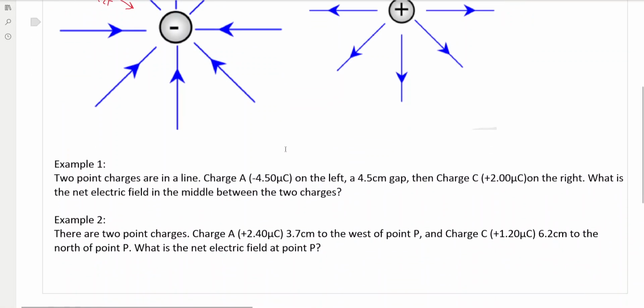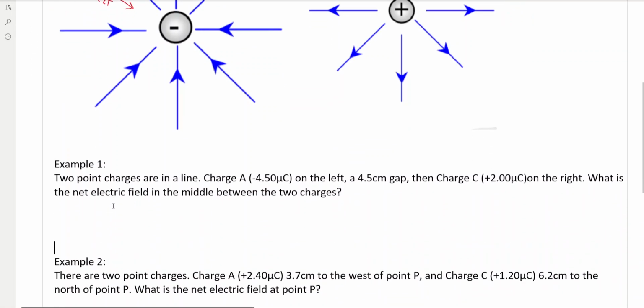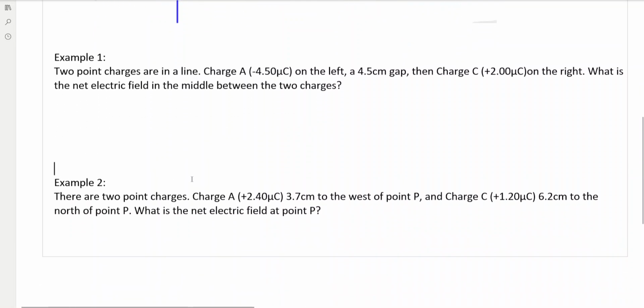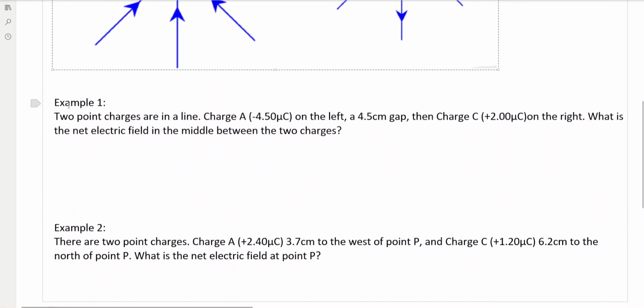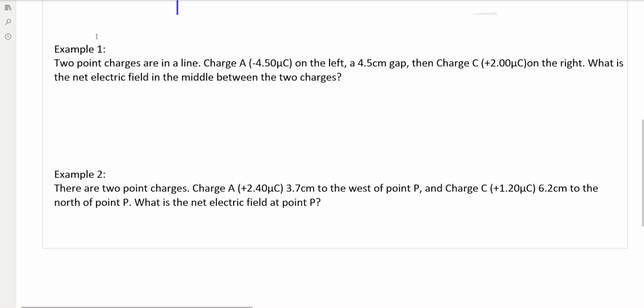Let's take a look at some example questions. So here are a couple example questions. If you can, try it yourself right now. You can pause the video, try it yourself, and see how you do. Okay, if not, that's okay.